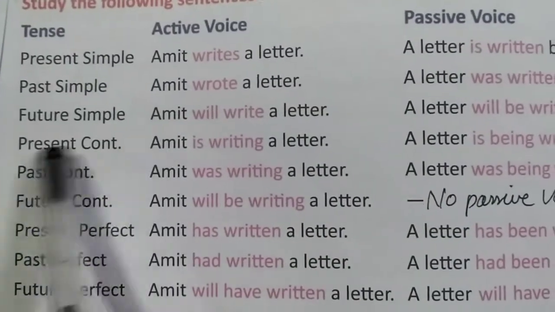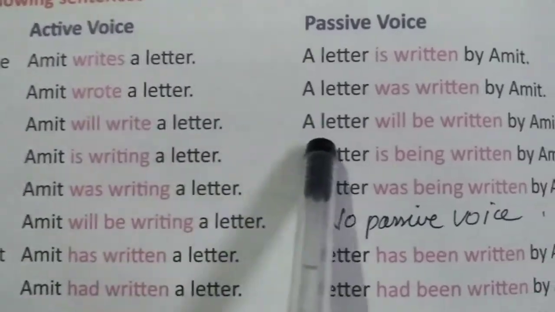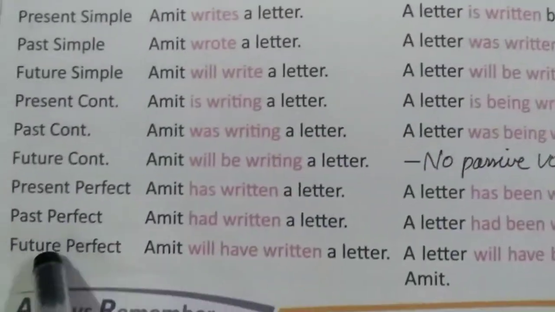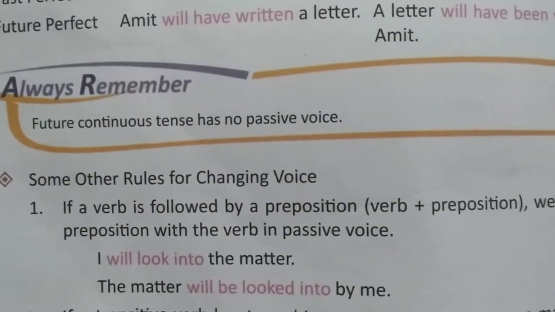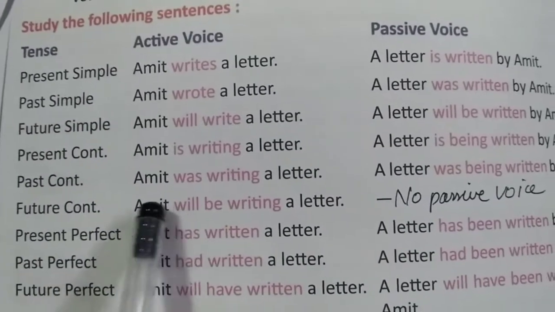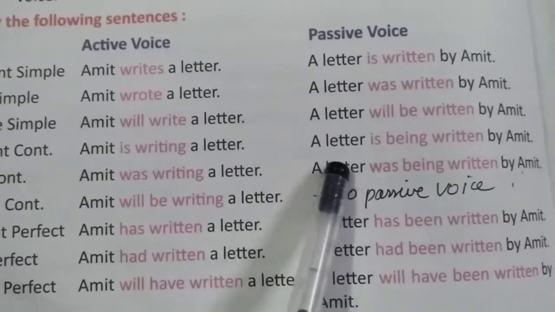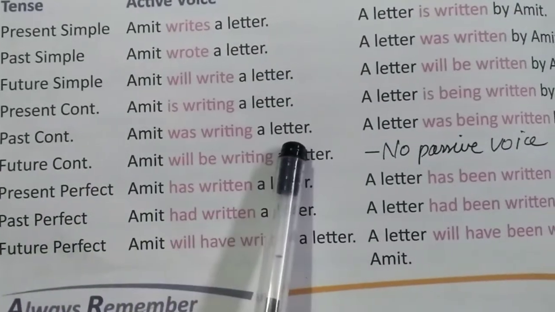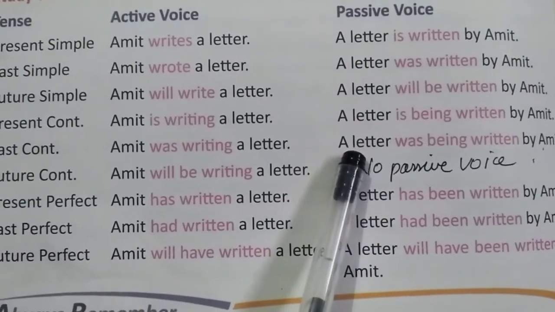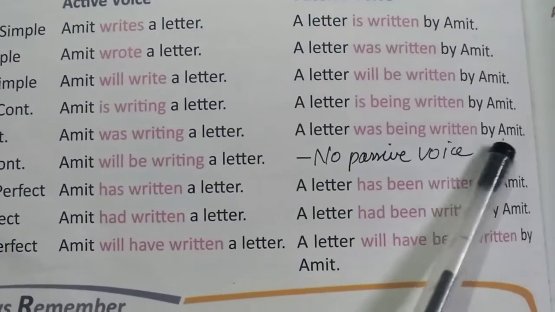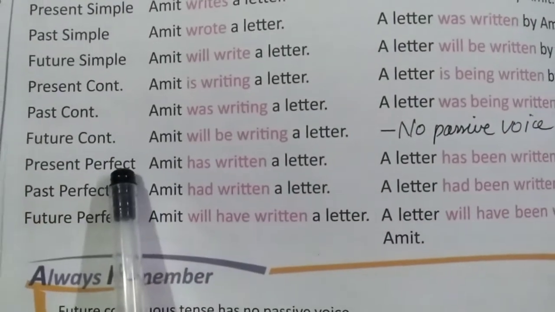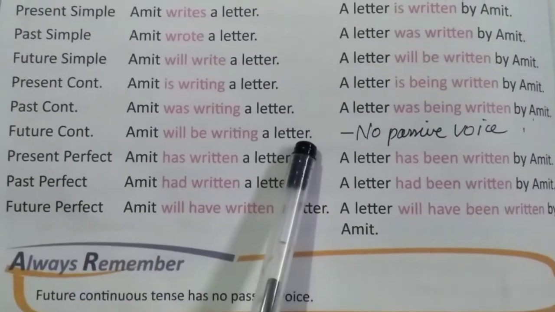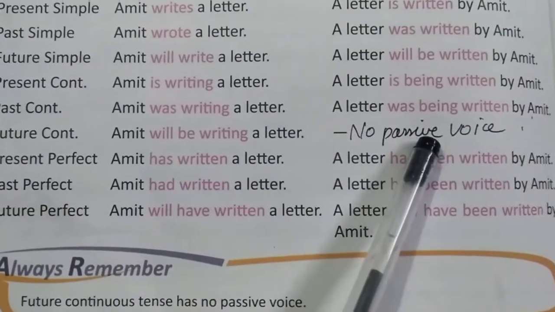Okay, in future simple tense, Amit will write a letter, and in passive voice it will be a letter will be written by Amit. Now in present continuous tense, Amit is writing a letter becomes a letter is being written by Amit. In past continuous tense, Amit was writing a letter, and when we change it into passive voice, a letter was being written by Amit. In future continuous tense, in active voice, Amit will be writing a letter, and children, in future continuous tense, there is no passive voice, okay.